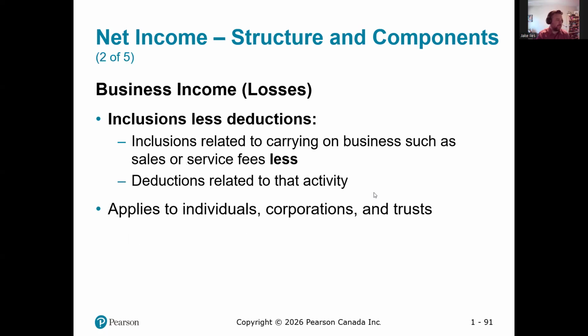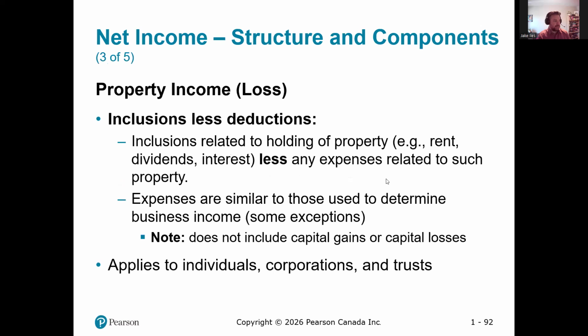employment amount. Business income has inclusions related to carrying on a business, such as sales or service fees, less your business expenses. Now, anyone can partake in business, so this can apply to individuals, corporations, and trusts.